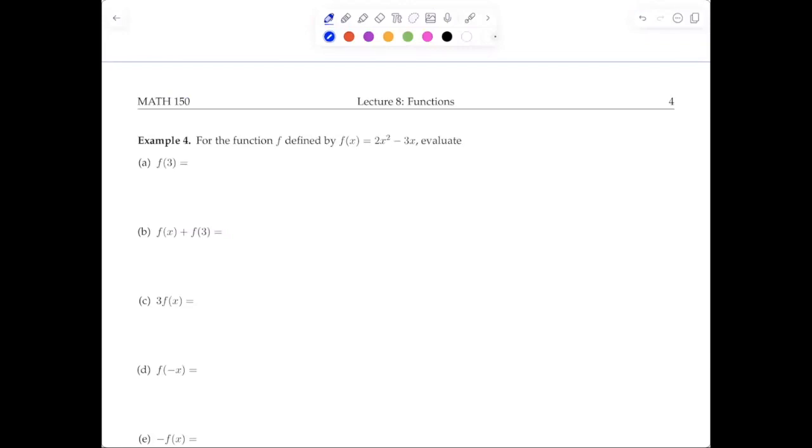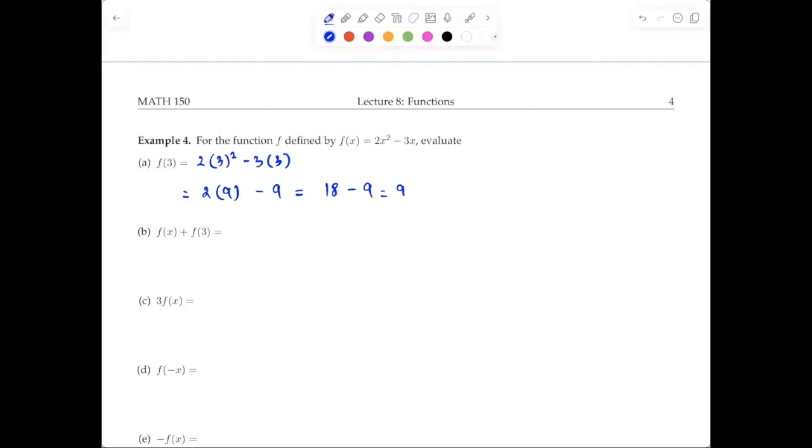So f of 3, that means x is equal to 3. So you do 2 times 3 squared minus 3 times 3. Or this is 2 times 9 minus 9. So 18 minus 9 is equal to 9.